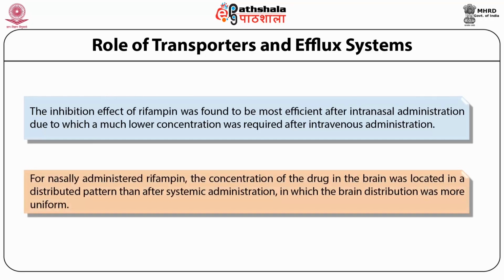For nasally administered rifampin, the concentration of the drug in the brain was located in a more localized, distributed pattern than after systemic administration, in which the brain distribution was more uniform.